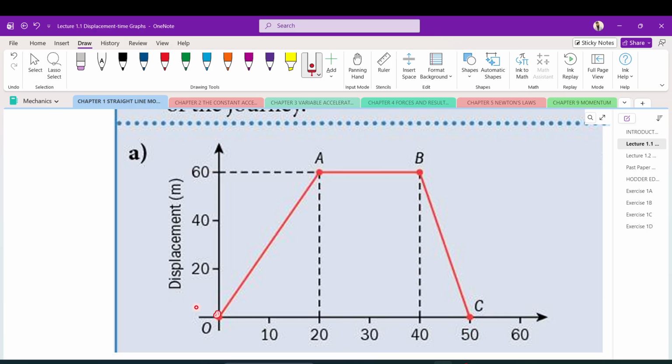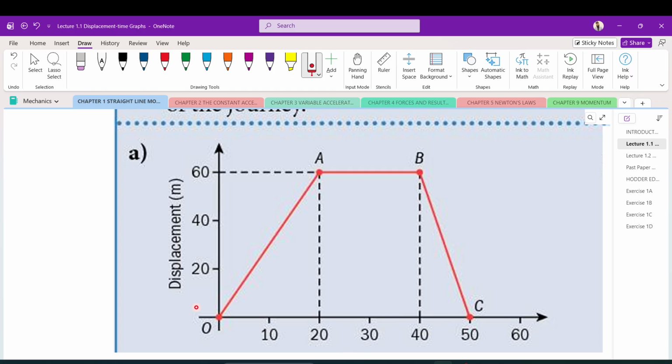Starting from point O to point A, that's your 20 seconds. And how much displacement was covered? That was 60 meters. So you're going to draw a straight line from point O to point A, making sure that point A has coordinates (20, 60). After that, it says that the car is stationary for another 20 seconds, right?